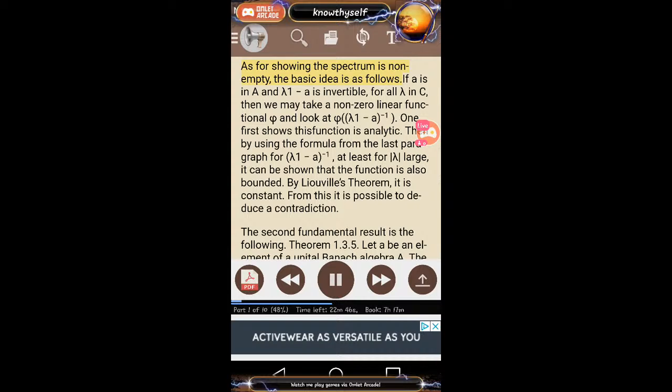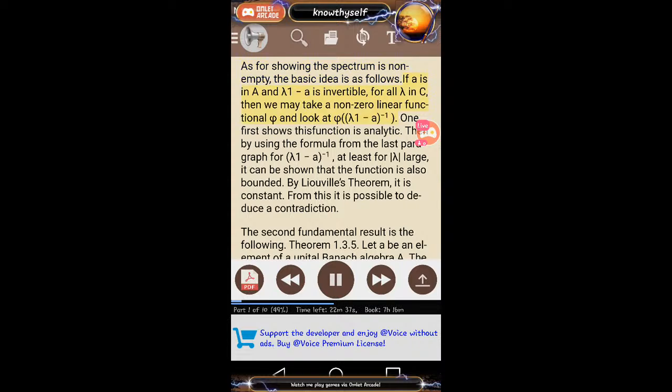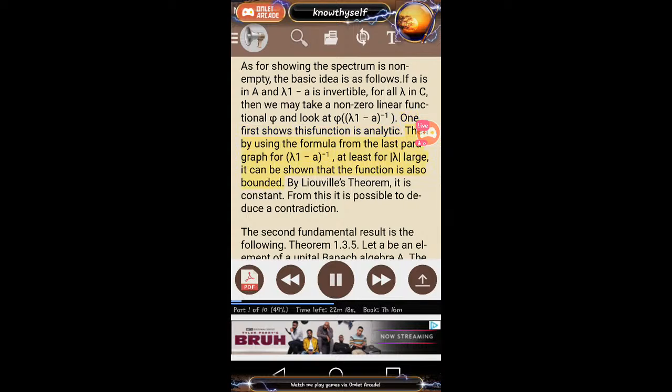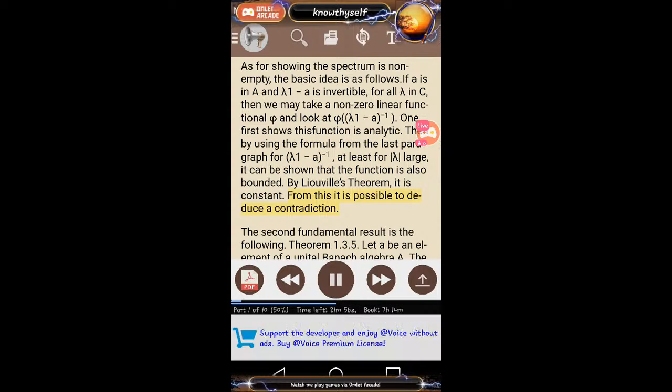As for showing the spectrum is non-empty, the basic idea is as follows. If A is in 𝒜 and λ1 − A is invertible for all λ in C, then we may take a non-zero linear functional φ and look at φ((λ1 − A)^(−1)). One first shows this function is analytic. Then by using the formula from the last paragraph for (λ1 − A)^(−1), at least for λ large, it can be shown that the function is also bounded. By Liouville's theorem, it is constant. From this it is possible to deduce a contradiction.